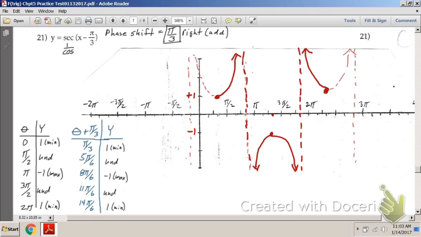Super important on this test, a lot of graphing trig functions. If you're not proficient in this, there's just no way you're going to do well on this test. If you are proficient with this, you're going to do well.